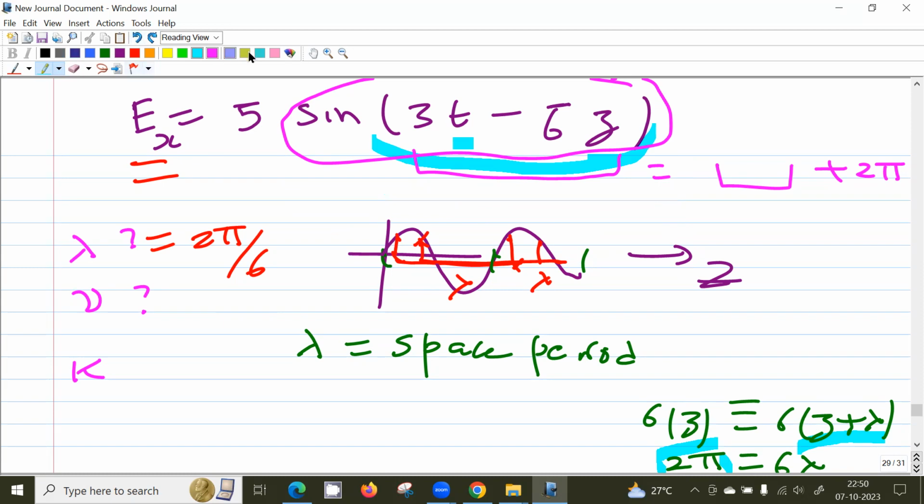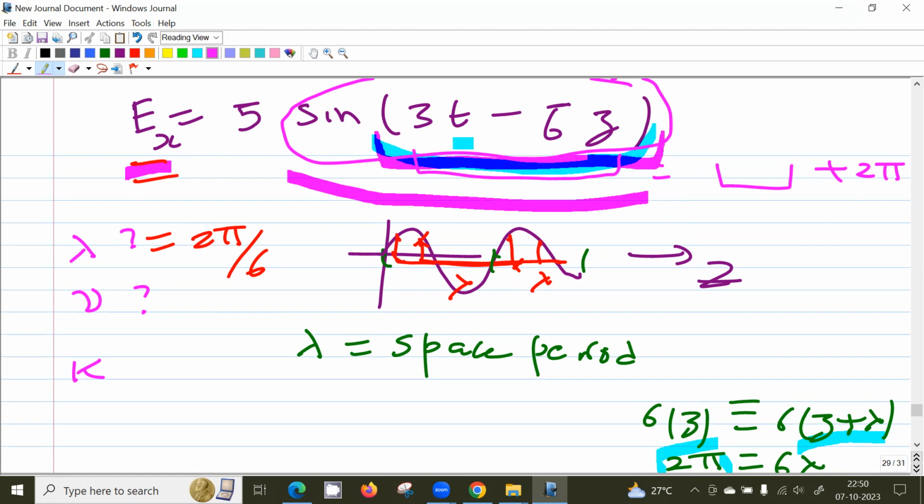I'll just repeat. See, Ex should not change, right? That means that phi is not changing. That means this should not change when I change z to z plus lambda. The sine of something will not change if this thing is changing by a term of 2 pi, because sine of theta is the same as sine of theta plus 2 pi.